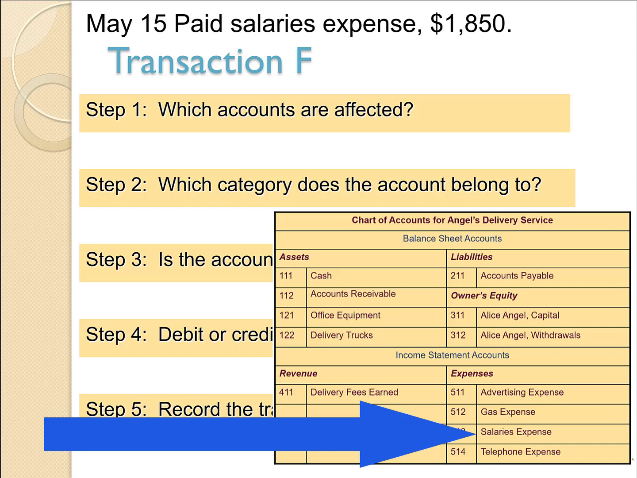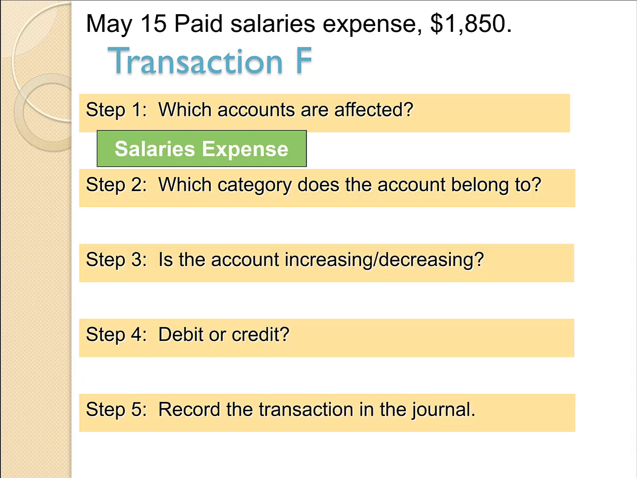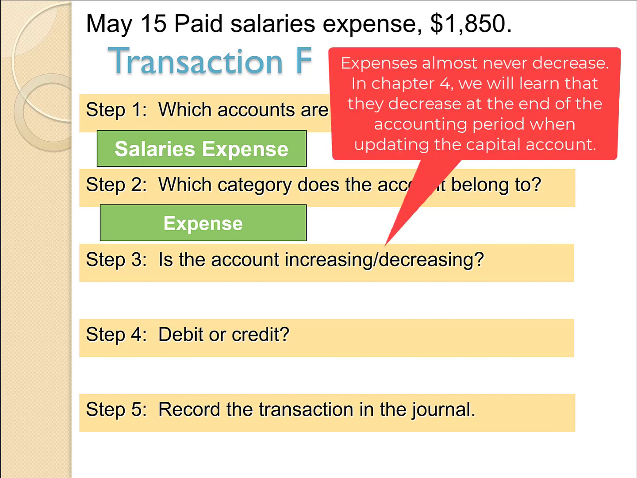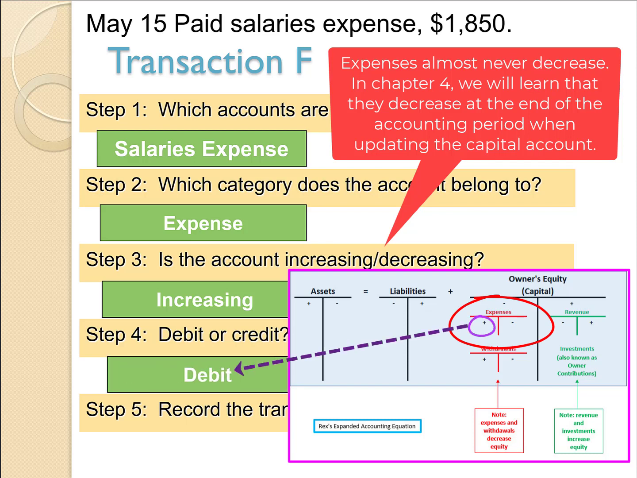What's the other one? Well, it says paid, so that means our cash is going down. But let's start with salaries expense. And what category does salaries expense belong to? Obviously, it's an expense. Step 3, is the account increasing or decreasing? Do we have more salaries expense or less salaries expense? It's increasing. And then we need to get out our accounting grid and look to see if that's a debit or a credit if an expense is increasing. Notice expenses increase on the debit side.